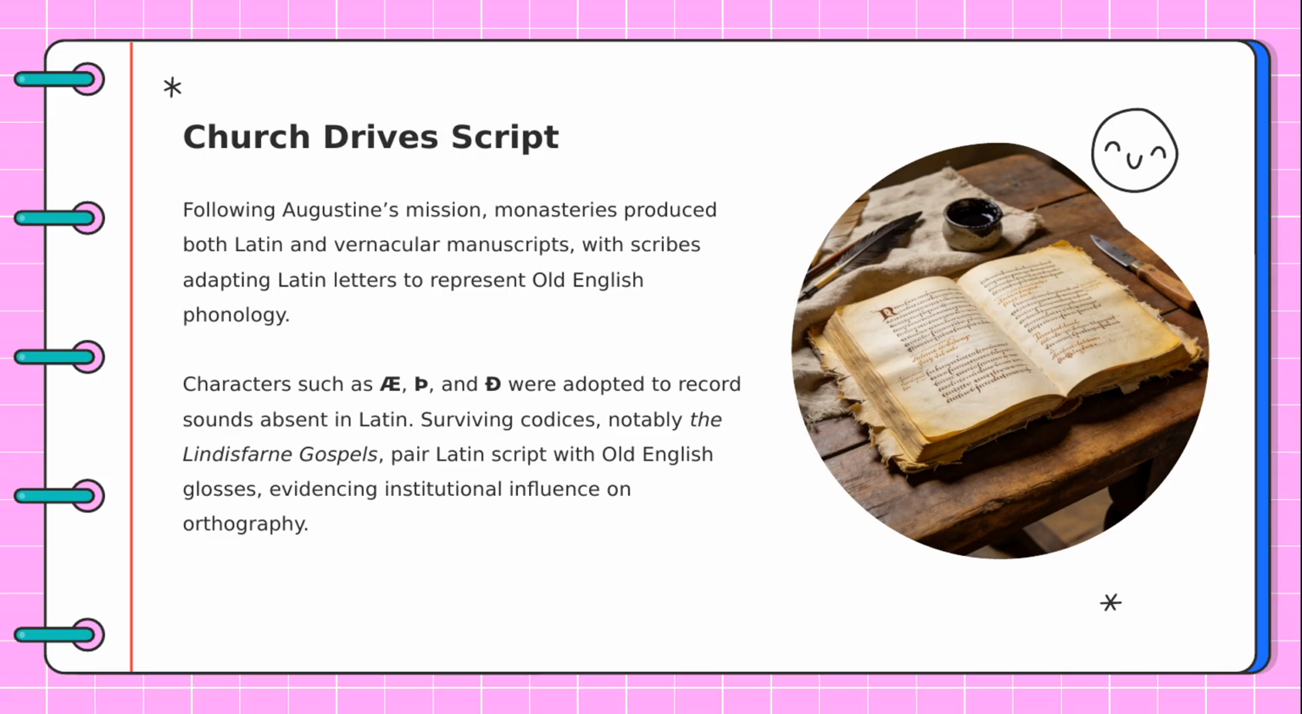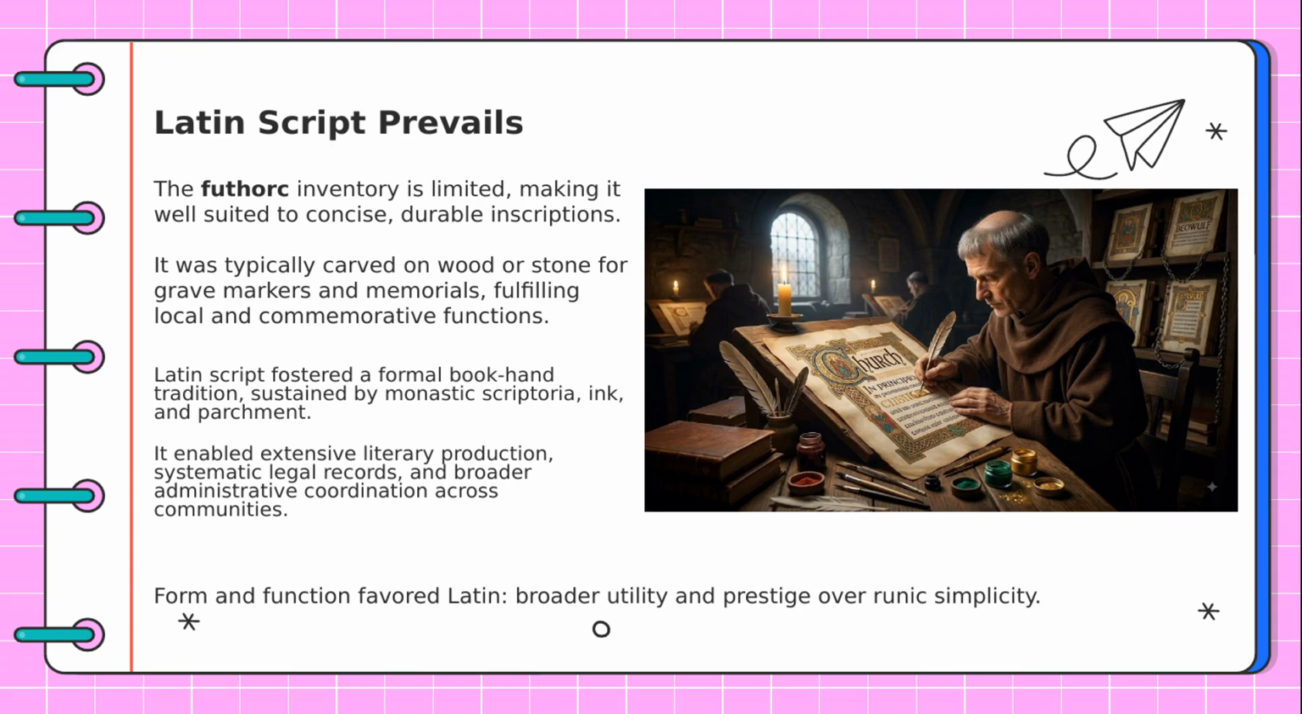For sure. But the technology shifted radically around 597 AD when Christian missionaries, led by Augustine, arrived. They brought monasteries, ink, parchment, and the Latin alphabet. Oh, so suddenly you have a completely different medium. You aren't hacking away at stone, you're writing on flexible parchment. And that new medium fostered a formal bookhand tradition. Scribes could now produce extensive literary works and systematic legal records, which allowed for broader administrative coordination across whole communities.